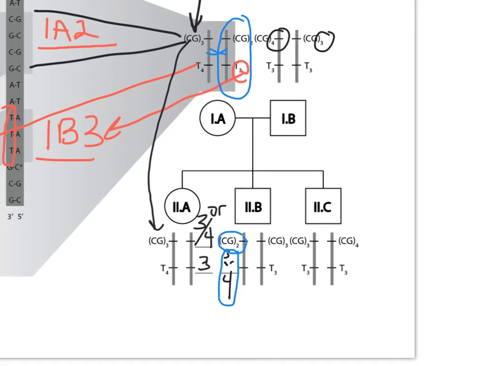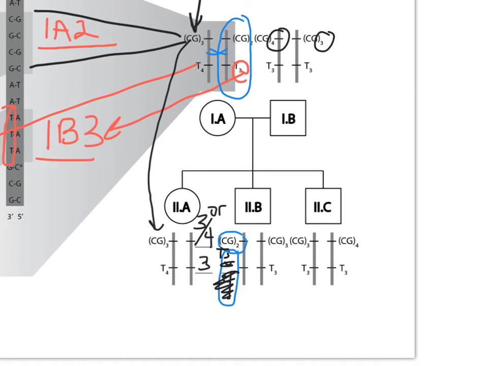Why don't we do something crazy and just pick one. For his son, 2B, do you want him to have received allele 3 or allele 4? This is as crazy as geneticists get. Help me out. 3. Okay, so we're just going to guess that that's allele T3.